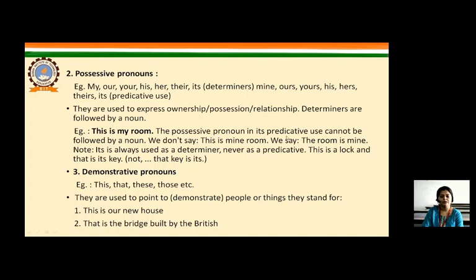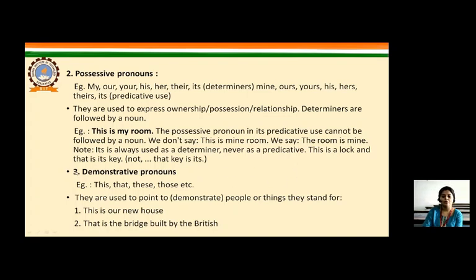The possessive pronoun in its predicative use cannot be followed by a noun. Now what we have said here is that you cannot use a possessive pronoun like mine in a form like this is mine room. So you never say this is mine room. In fact, in place of this you will say the room is mine. So you try to follow the right structure also. If you are using a determiner, then you will not use the possessive pronoun in the predicate form, right? So the point to note here is that it is always used as a determiner and never as a predicative.